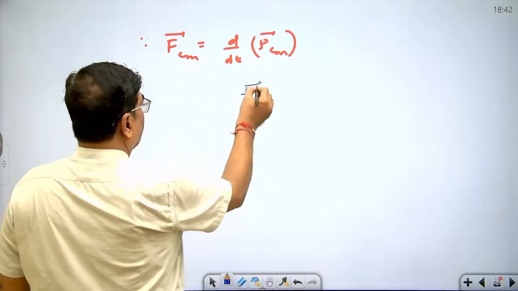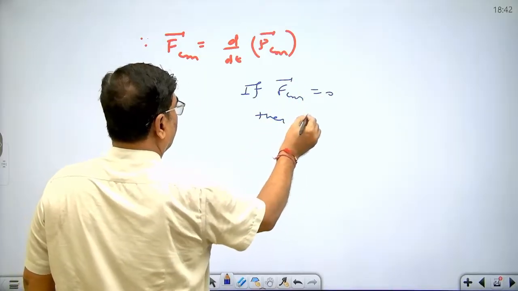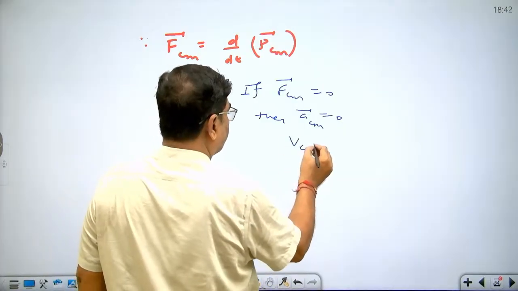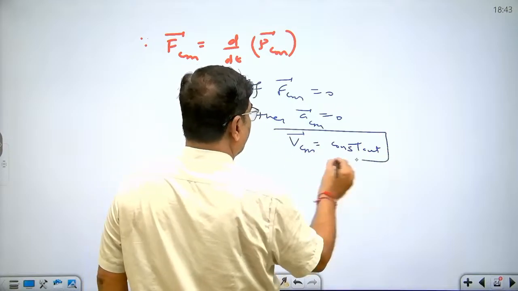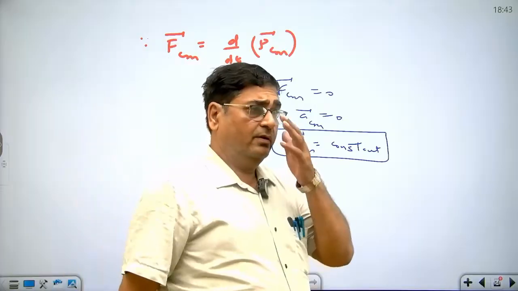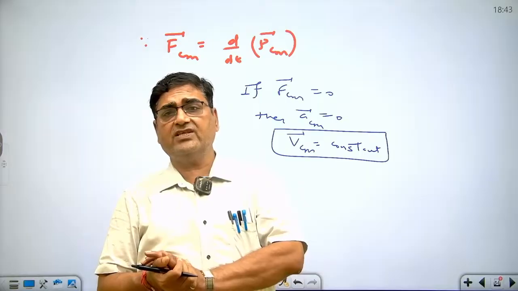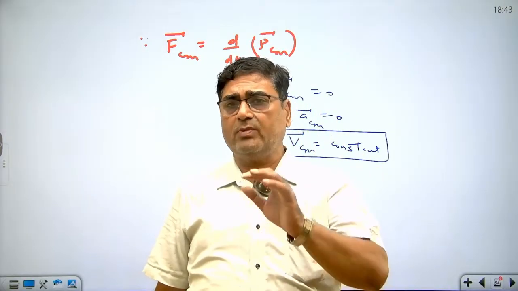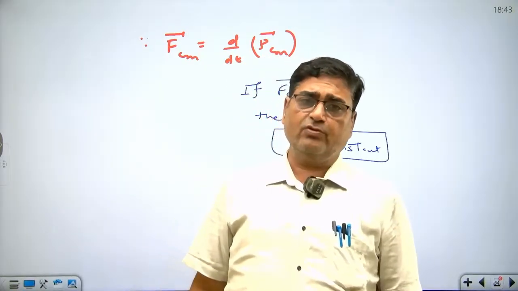If force on center of mass in a particular direction is 0, then acceleration of center of mass will be 0, and dear student, velocity of center of mass will be constant. Constant means what? Either it will be 0 or it will be constant. So remember, very important point. When external force does not act on a system, then position of center of mass remains unchanged in that direction. This funda will be utilized at many places in solving problems.